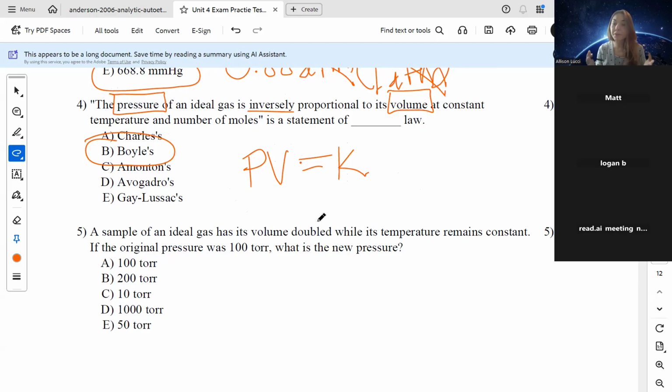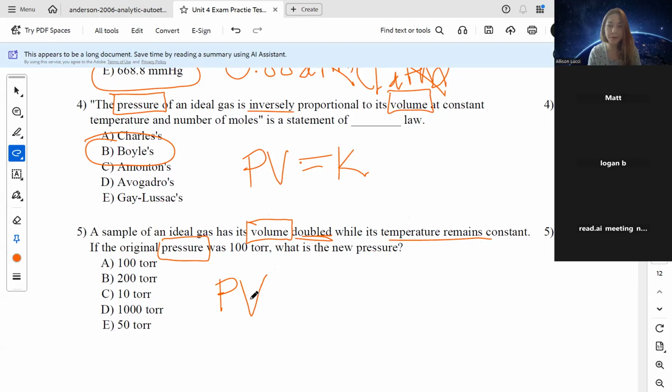Again, they are inversely proportional in the sense that if you increase pressure, you're squishing something, right? You're making it a smaller volume. So we see that inverse proportionality with Boyle's law for pressure and volume. Let's apply that in question 5 here. We have an ideal gas whose volume will be doubled. Temperature is constant. So we know that we're only going to be relating pressure to volume here.